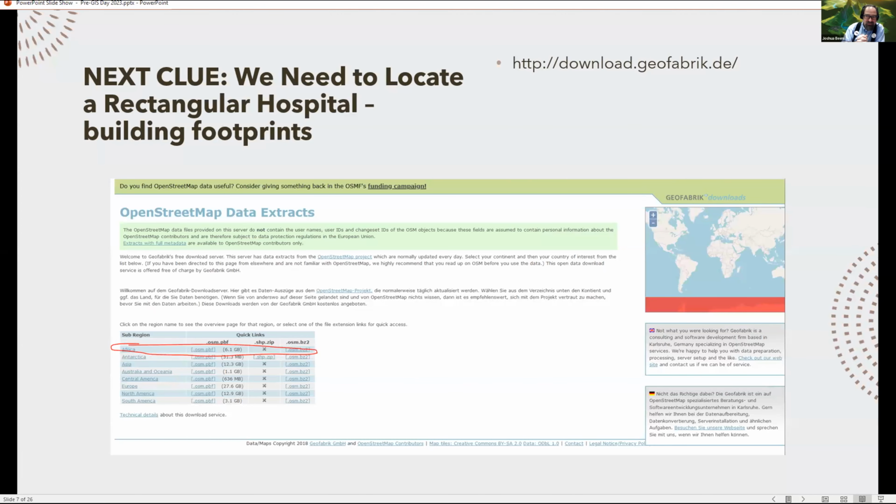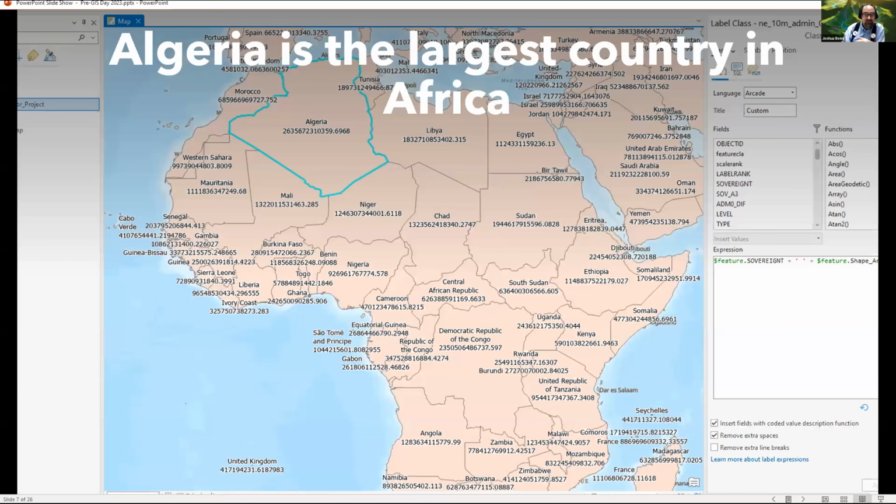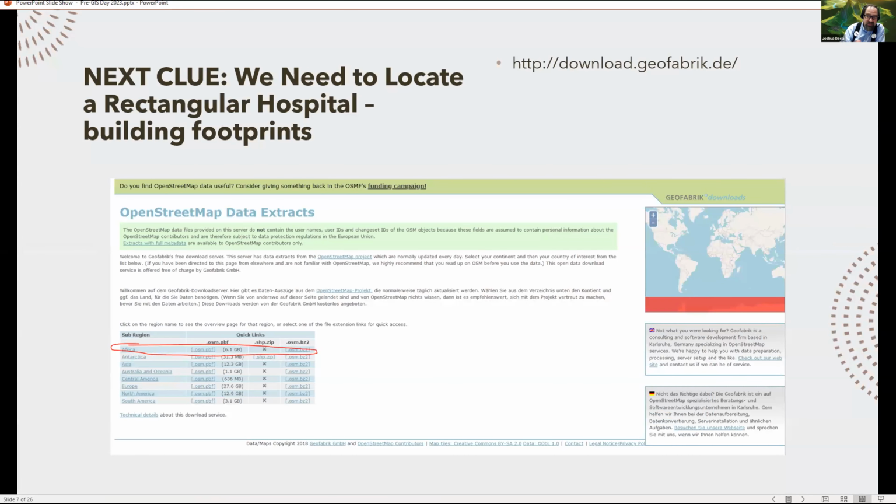The next clue is that we need to locate a rectangular hospital with buildings in that country, in Algeria. This is the second site I want to point out. OpenStreetMap is a community-based collection, like a wiki for maps. Users are contributing, modifying, and updating, but the data is not available in an easy-to-use file format for GIS users, whether it's QGIS or ArcGIS.